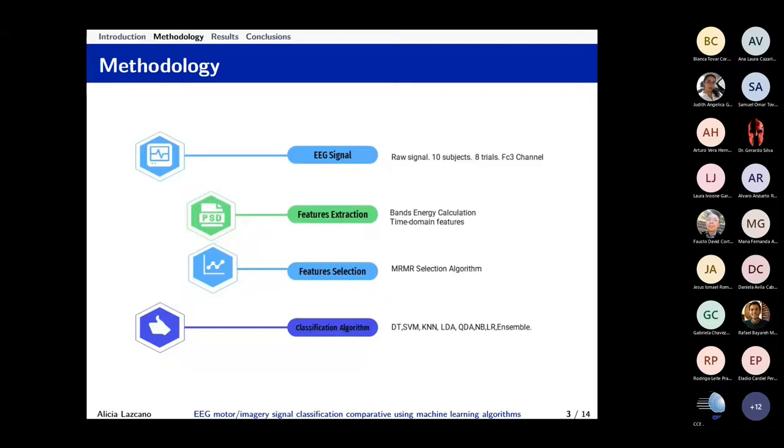Then in the feature extraction, among the different methods that exist, we chose some time domain features and the calculation of energy bands. In the feature selection, we use the mRMR algorithm, which will be detailed further. Then comes the classification of the data. The resulting matrix was fed into diverse algorithms like decision trees, support vector machines, KNN neighbors, linear discriminant analysis, quadratic discriminant analysis, naive Bayes, linear regression, and ensemble.